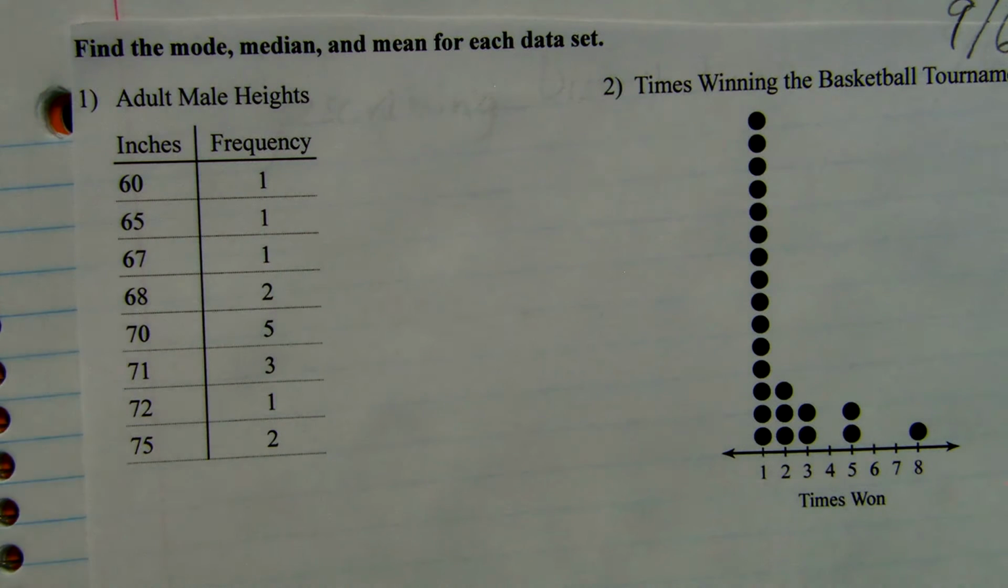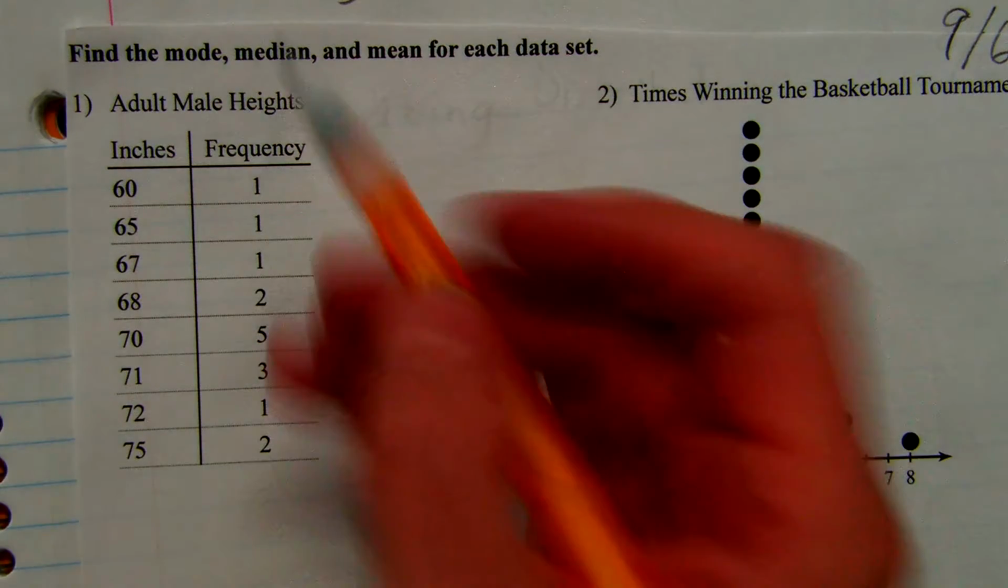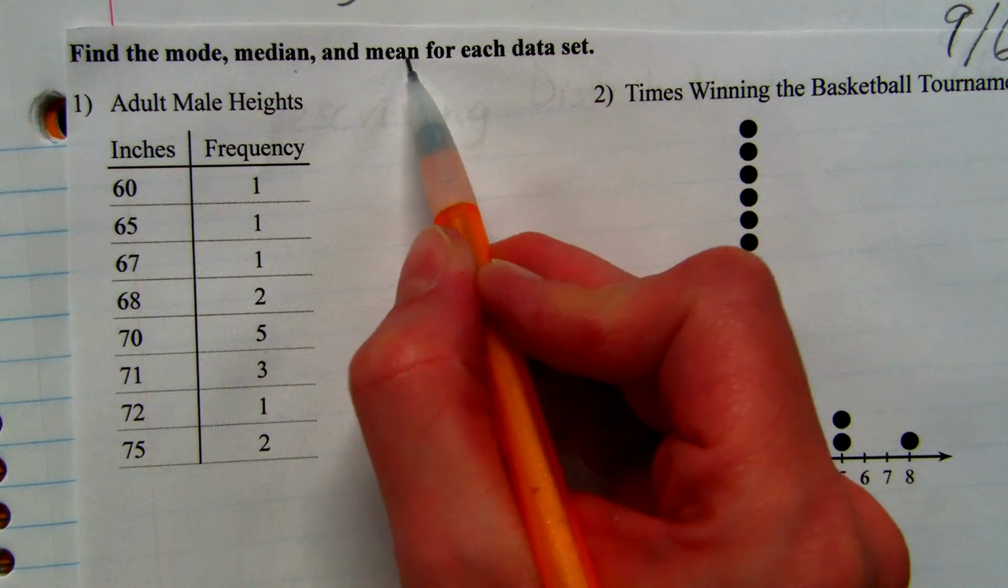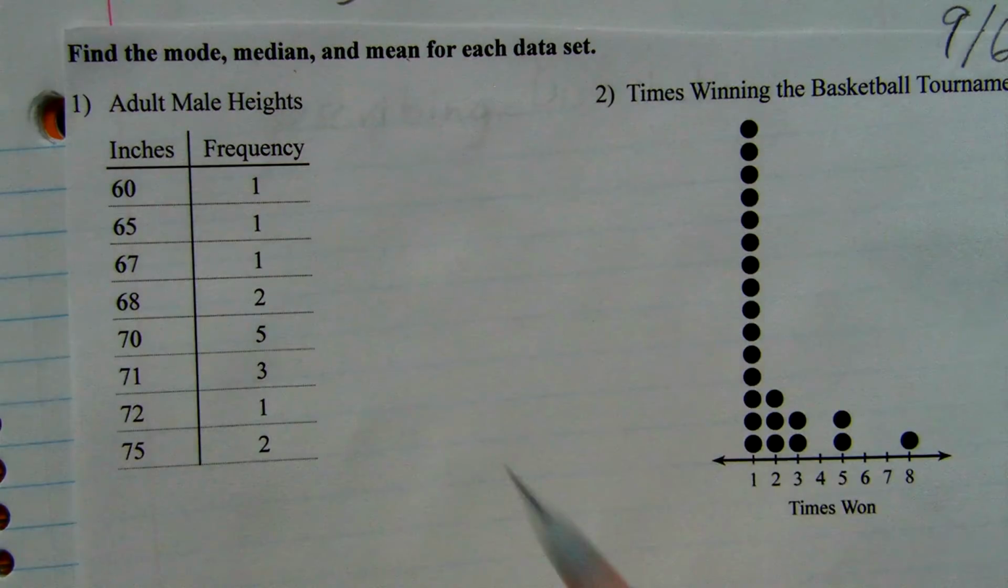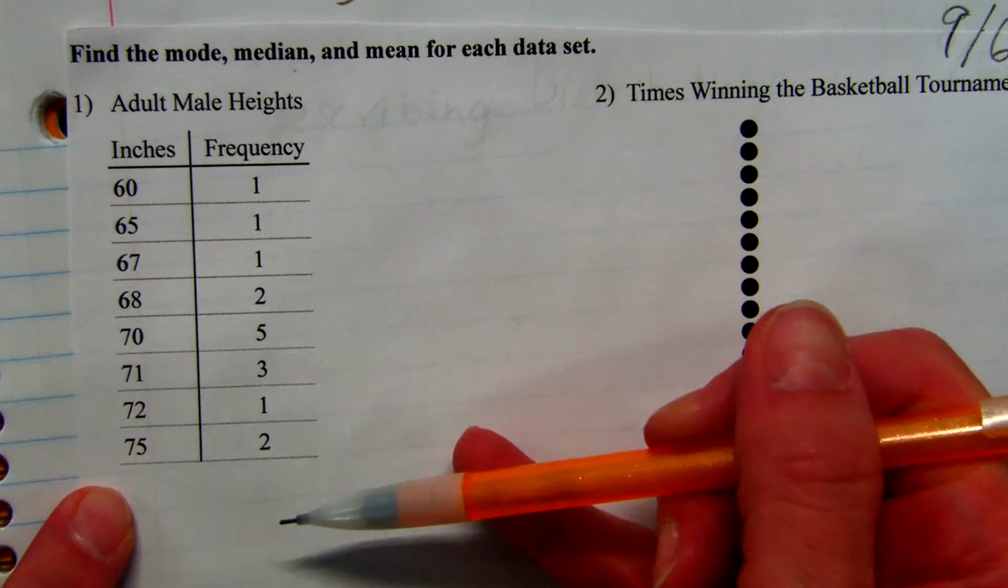Okay, so we're going to look at describing distributions, and I'm going to combine this a little bit with how to find some basic measures of center when you're given a frequency distribution, a frequency table, or a dot plot. And so we're going to look at this. It says we're going to find the mode, the median, and the mean for each data set. So here we have a frequency table.